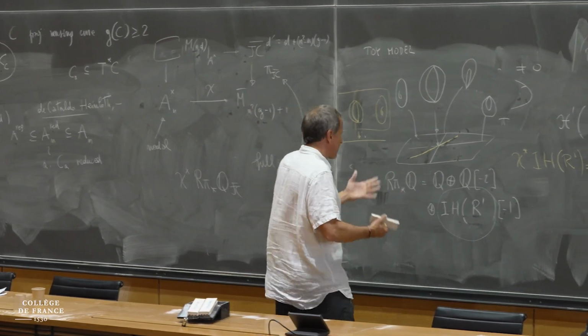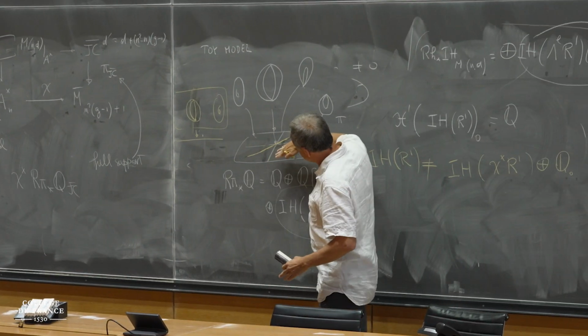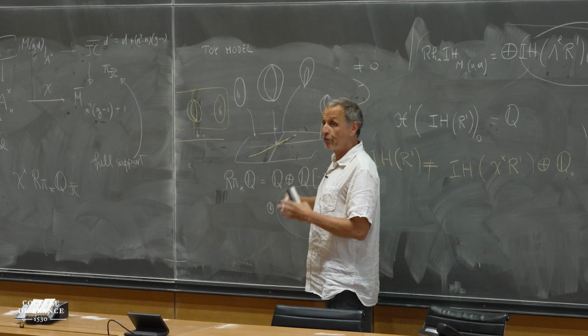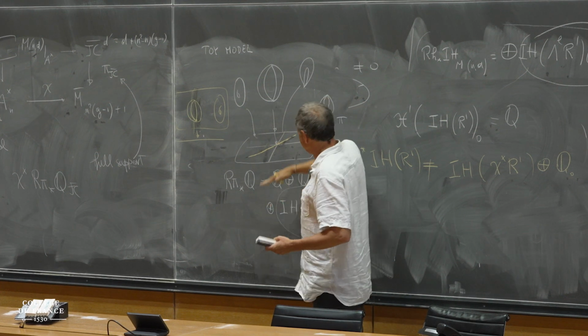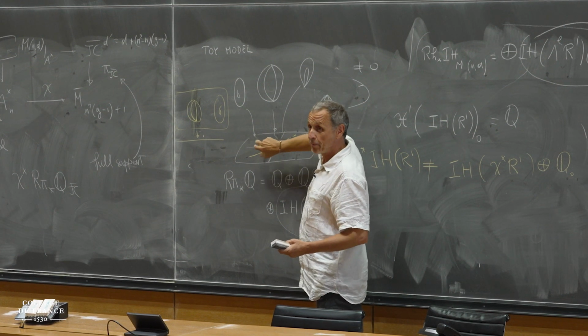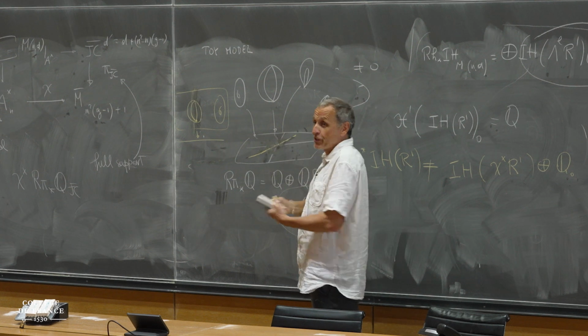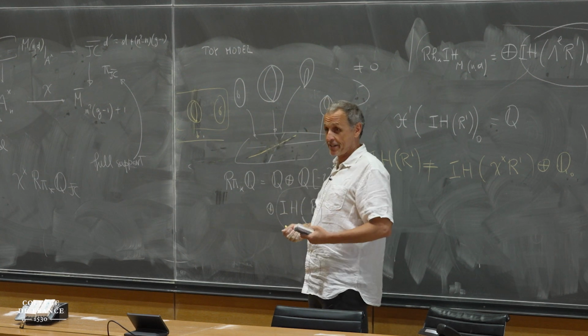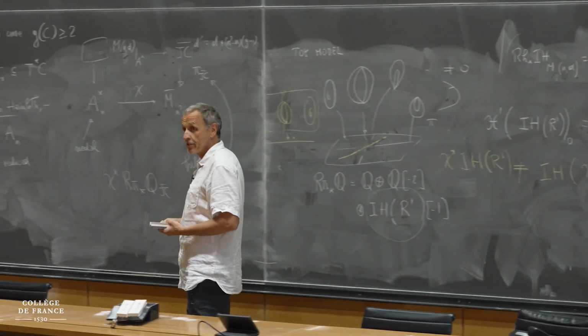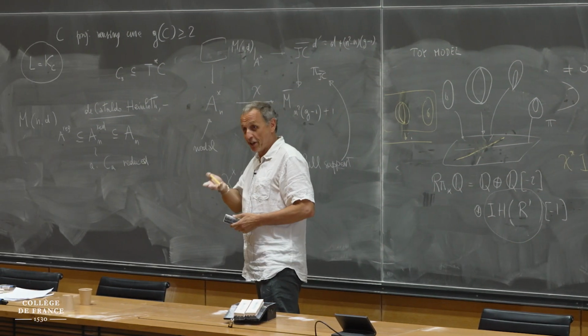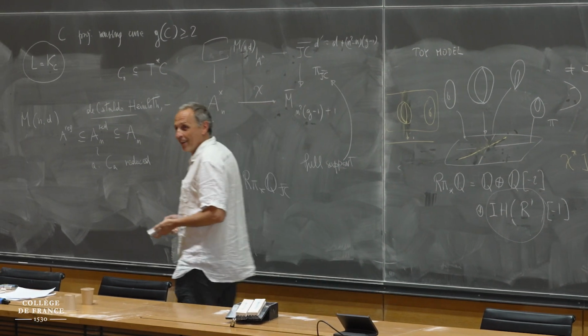And this is precisely the difference between twisting by KC and twisting by L. If you twist by a bigger line bundle, then this map is big enough so that the restriction of the intersection cohomology is intersection cohomology of the restriction. And so your support theorem holds.